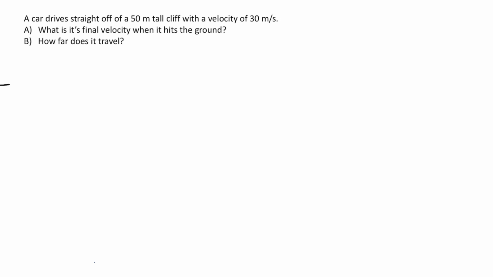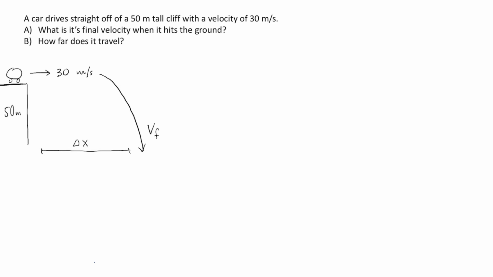In this question, we have a car on top of a 50-meter tall cliff, and that car drives straight off of the cliff with a velocity of 30 meters per second. And we want to know what was the final velocity of the car as it hits the ground. We also want to know how far it traveled from the cliff.